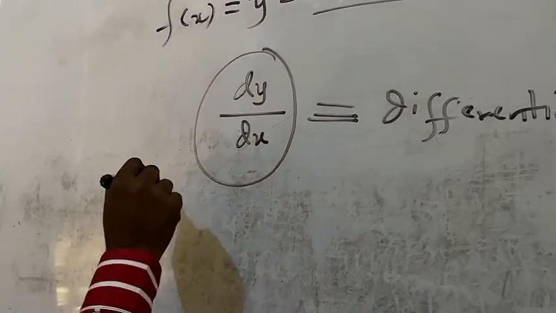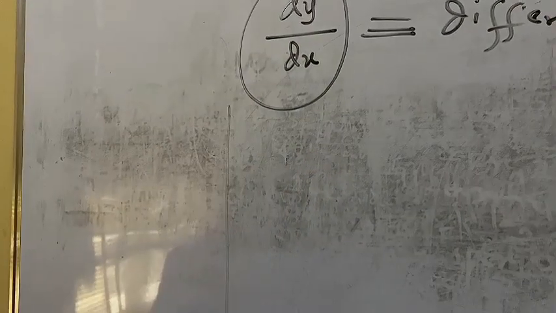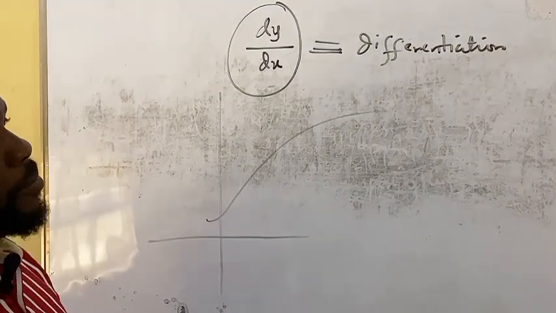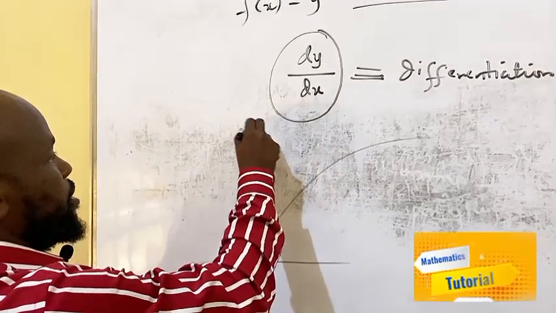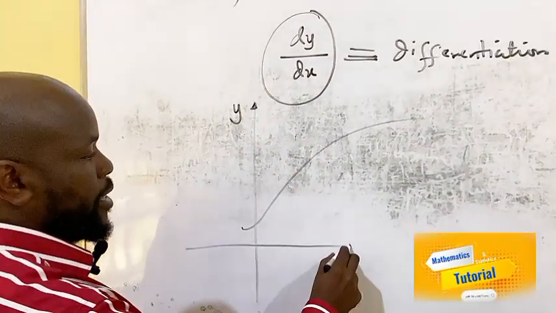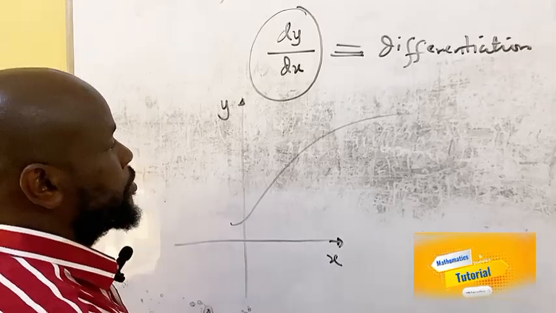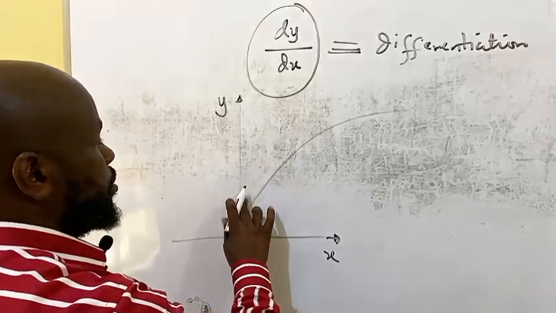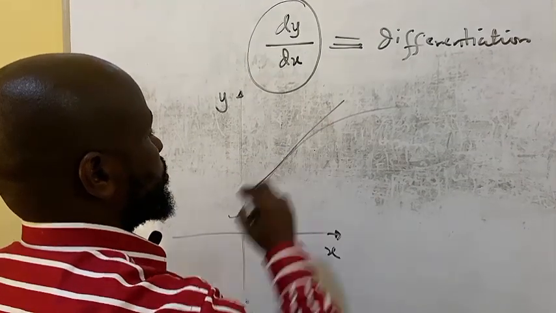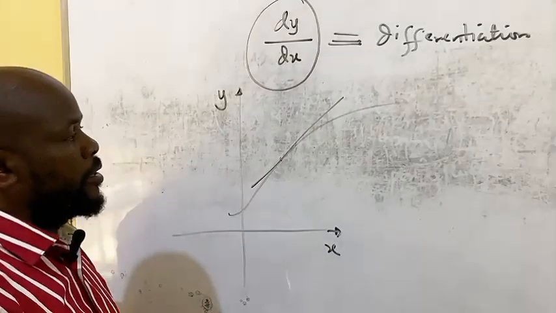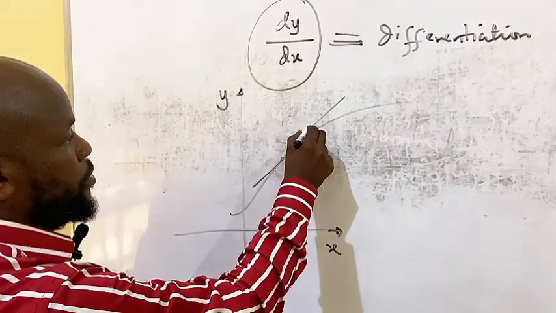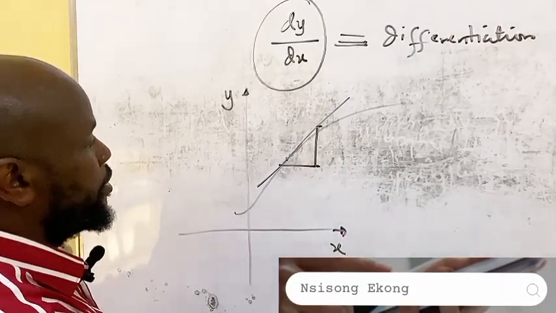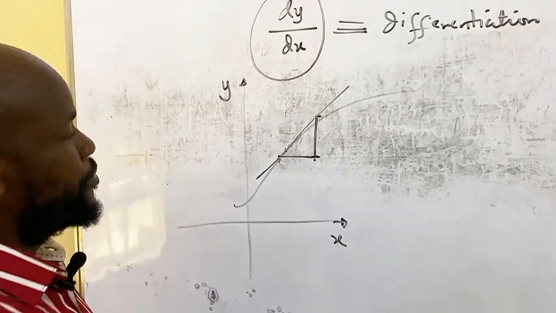So if we have maybe a line or a curve, this looks more like a curve. This axis is y and this axis is x. If we need to take the slope of this curve, then we need to put a tangent that touches the curve at some point here. So the slope now is the change from here to here divided by the change from here to here.